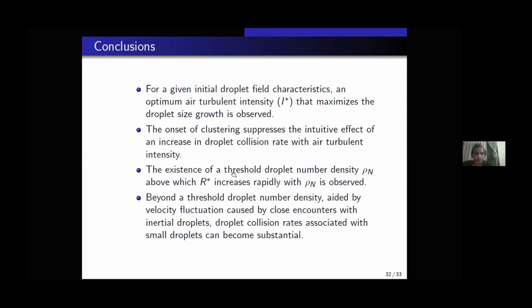In the second part of the talk, we fixed the background air turbulence intensity and changed the droplet number density in the initial droplet field. And we observed a rapid increase in the droplet size growth as a function of the droplet number density. And the mechanism that we attribute to this trend was essentially that beyond the threshold value of the droplet number density, these small sized droplet pairs encounter more and more of these inertial droplets in their neighborhood. And once they encounter these inertial droplets, those inertial droplets induce strong velocity fluctuations in these small droplet pairs, which makes them uncorrelated and finally contributes to collisions within these continuous droplet pairs.